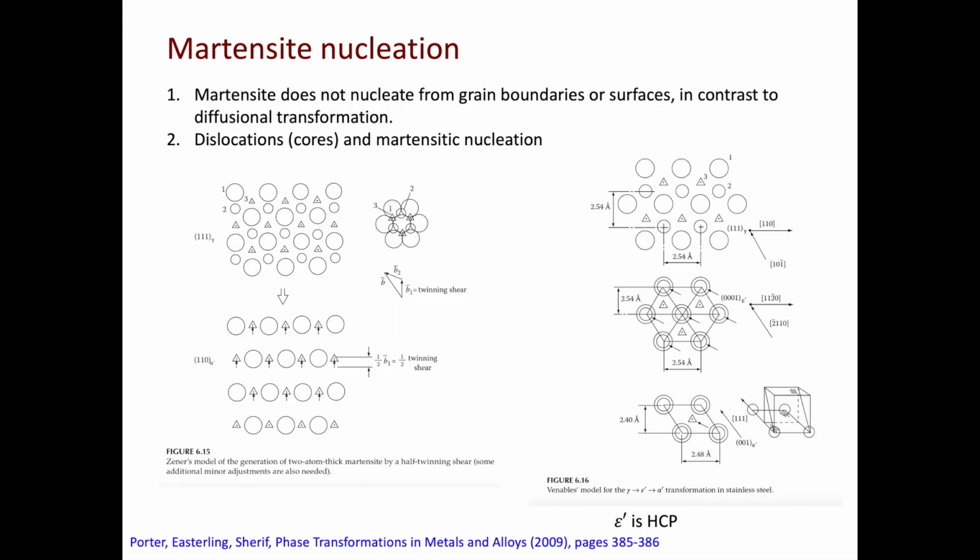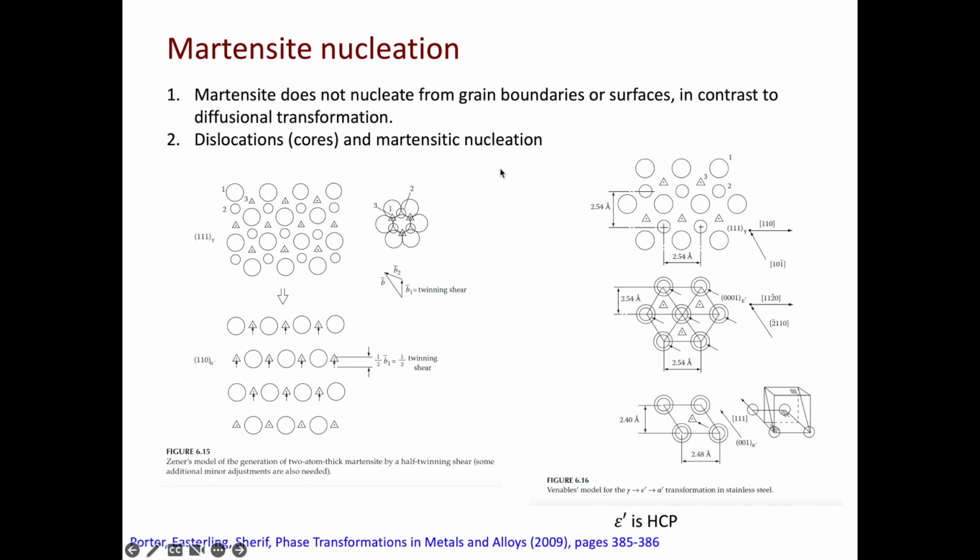After looking at the characteristics of martensite and the martensitic transformation, we can look at the martensite nucleation and the growth. The martensite nucleation is very unique. It does not happen from grain boundaries or surfaces. This is in contrast to diffusional transformation. Martensite nucleations are usually associated with dislocations in the crystal. It can be caused by the dislocation core or by the strain field of dislocations. Let's look at this one by one.